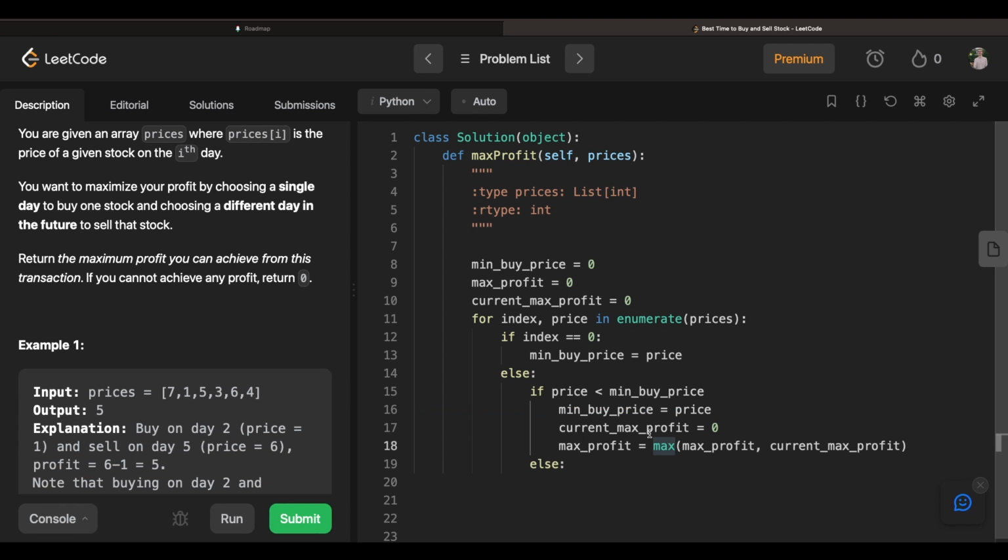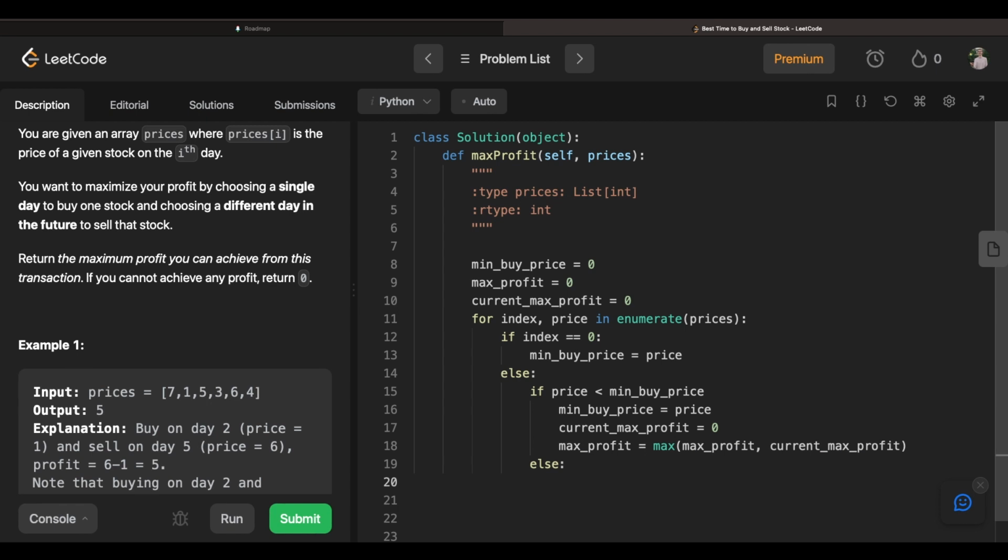Hopefully that makes sense. So every time we encounter a new value that's smaller, we need to reset the profits we were keeping track of in the current window. And then we need to set the max overall profit to the largest value between whatever it currently is and what we saw in that last window.